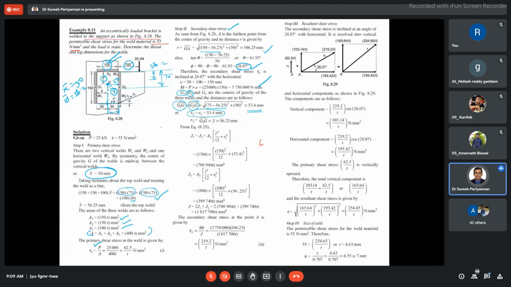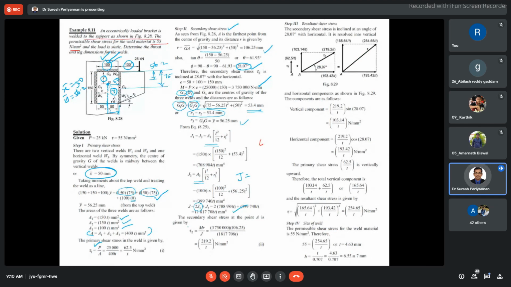Then similarly go for R3. R3 is very simple. R3 is nothing but Y bar. Then you can find out J1 and J2, which are identical, both are equal. Then J3 is with respect to weld 3, with respect to CG3: A3 into L squared by 12 plus R3 squared. And finally, the total moment of inertia is 2J1, since J1 is equal to J2, plus J3. This is our total moment of inertia.